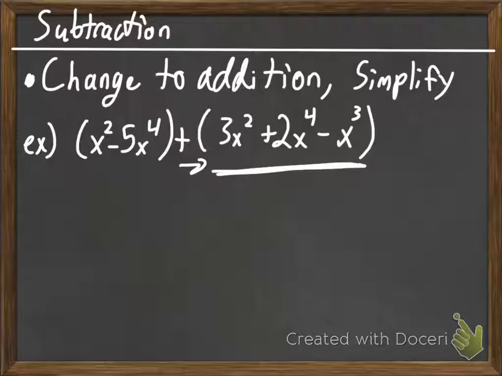So my positive 3 becomes a negative 3. My positive 2 becomes a plus negative 2. And my negative x cubed becomes a positive x cubed. And I'm just going to go ahead and rewrite that.